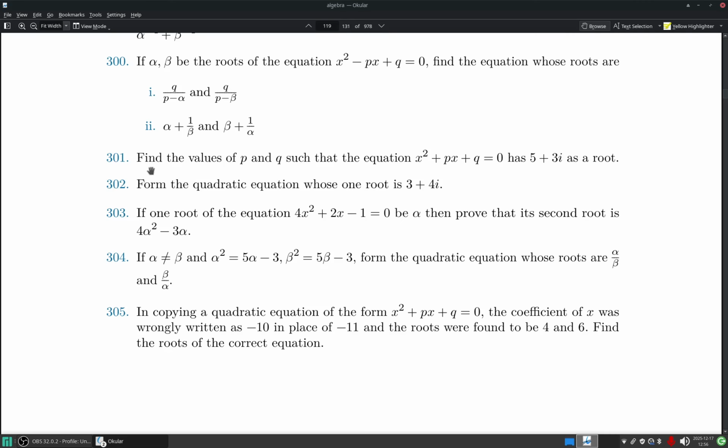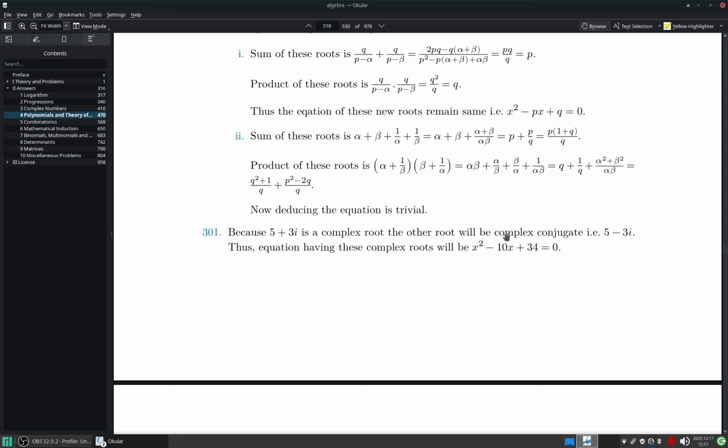Question 301 says: find the values of p and q such that the equation x square plus px plus q is equal to 0 has 5 plus 3i as a root. This is a complex root, therefore it will occur in pair. If one of the roots is 5 plus 3i, the other would be the complex conjugate, that is 5 minus 3i. So we have two roots, the sum is 10 and the product is 34. Therefore, the equation will be x square minus 10x plus 34 is equal to 0.